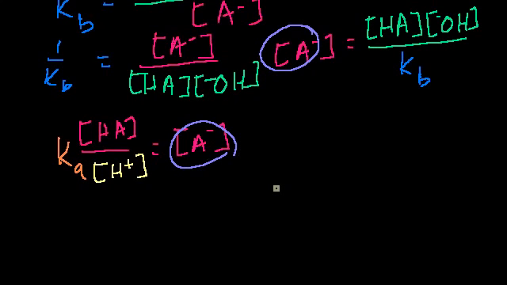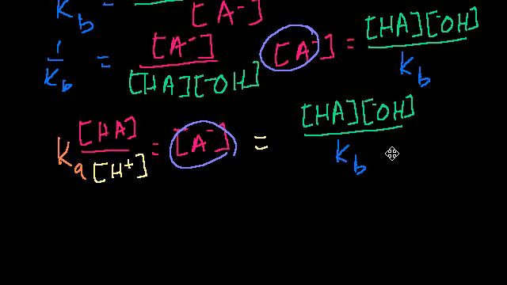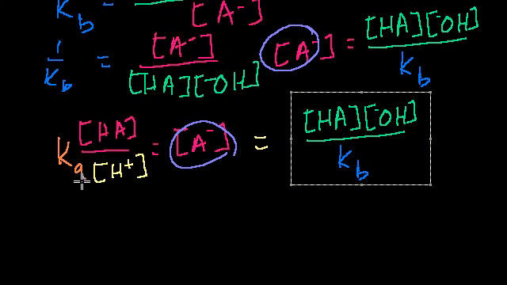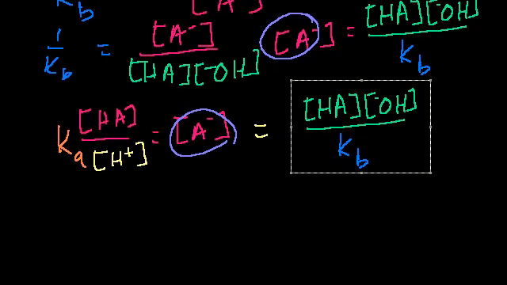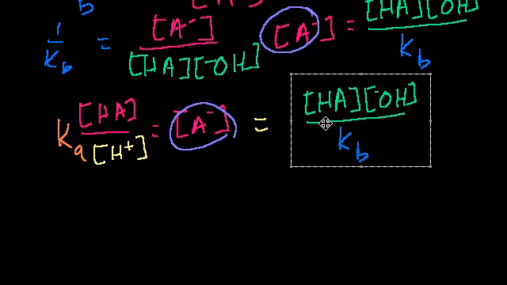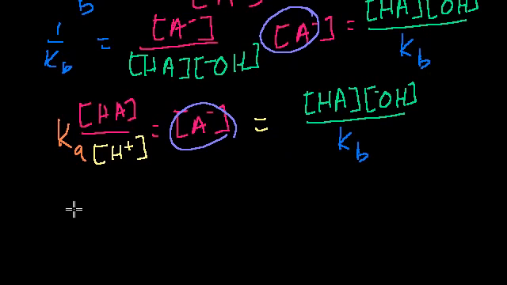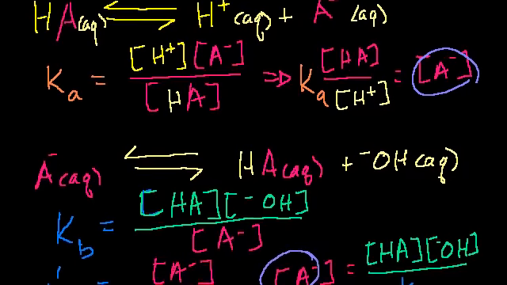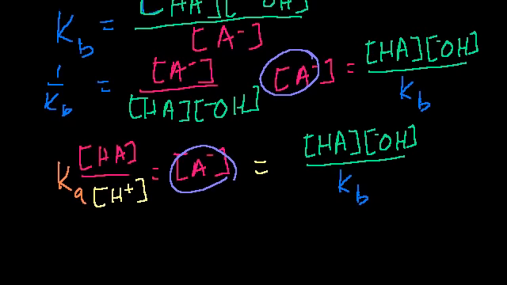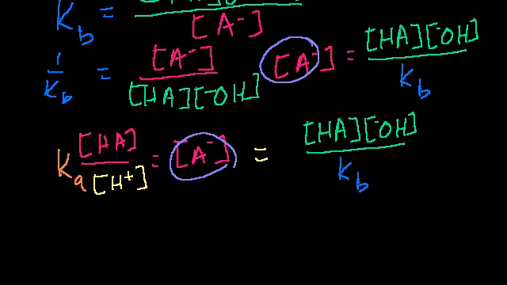So this is equal to, let me copy and paste this, that. That's equal to that. So let's see if we can find a relationship between Ka and Kb. One thing we can do, we can divide both sides by HA, right? If we divide both sides by HA, actually I could have probably done that earlier on in the whole thing. But let's say if we ignore this part right here, this is equal to that.